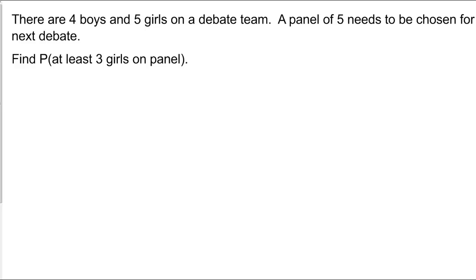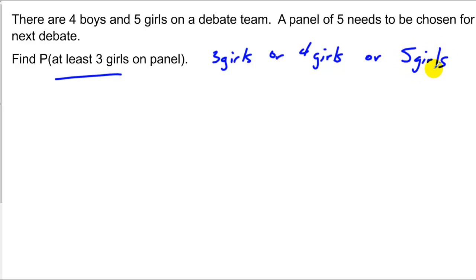And in this next example, you've got 4 boys, 5 girls on a debate team, and a panel of 5 needs to be chosen for the next debate, and we want to find the probability of having at least 3 girls on the panel. This at least brings a different dimension into the problem. At least means we could have 3 girls or 4 girls or 5 girls, which means we're going to have to find all of these probabilities, and because of the word or, add them up. So again, this is like a grouping problem.